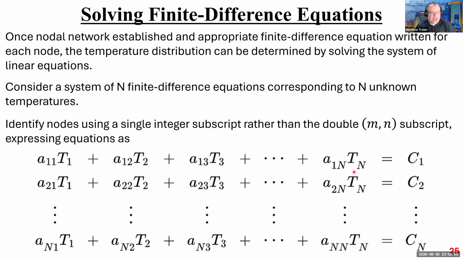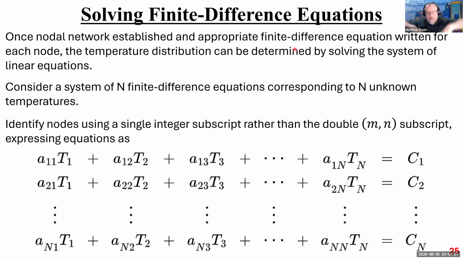So now that you have all of these different equations, and you know how to write them and how to deal with all these edge cases, how do we solve these equations? Because remember, the ultimate goal is to get back to a temperature field, temperature of x and y, or temperature of m and n, so that we can then determine heat fluxes. So here: solving finite difference equations. Once the nodal network is established and appropriate finite difference equations are written for each node, the temperature distribution, which is our goal, can be determined by solving a system of linear equations.